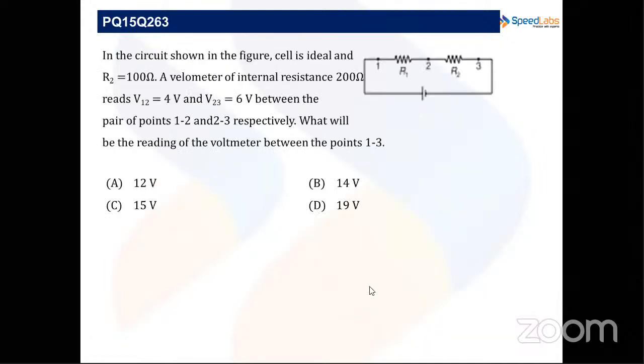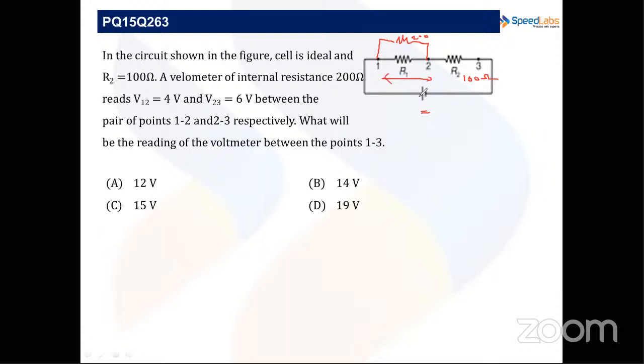Now, in the circuit shown in the figure, the cell is ideal, so there is no internal resistance with it, and R2 is equal to 100 ohm. The internal resistance of the voltmeter is 200 ohm. When we connect the voltmeter across 1 and 2, basically here, how much does it read? When the voltmeter is connected, its resistance is also connected.